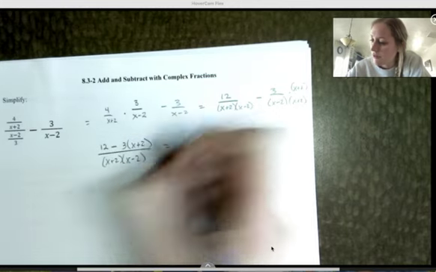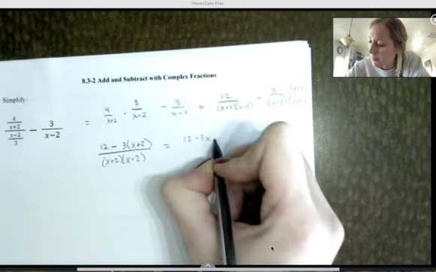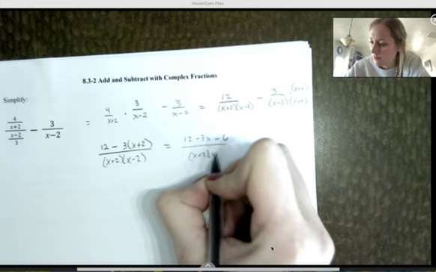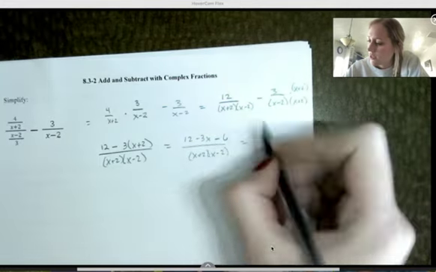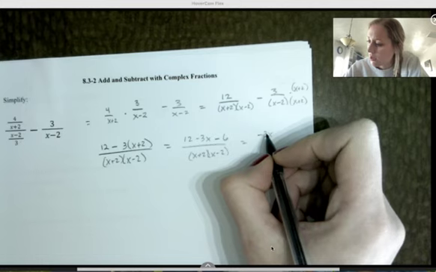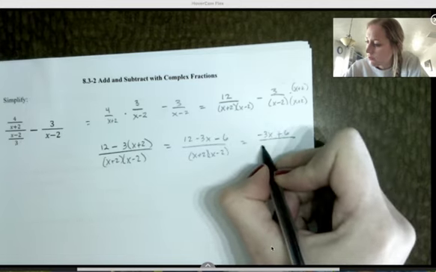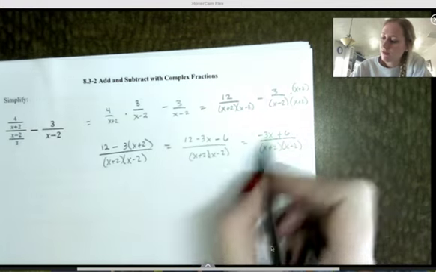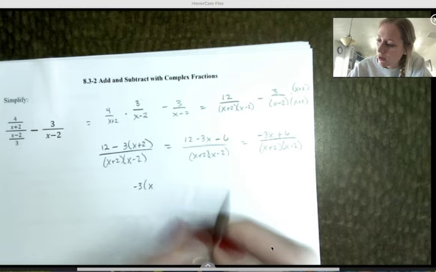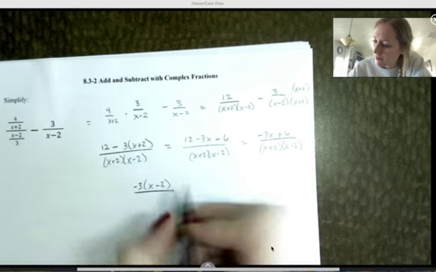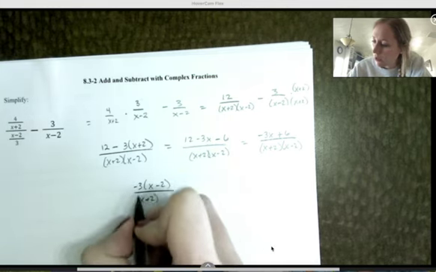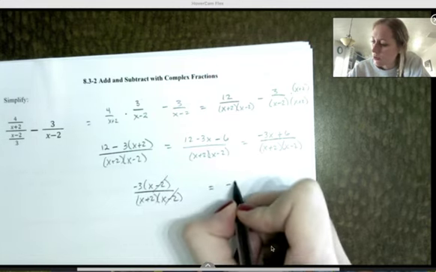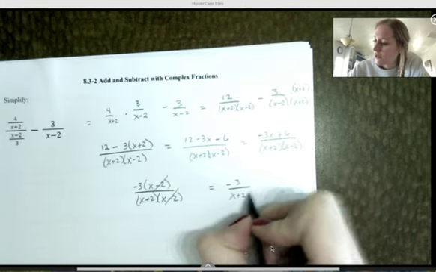So distributing that negative 3, I have 12 minus 3x minus 6, which is negative 3x plus 6 over (x plus 2)(x minus 2). All right, and I can factor out a negative 3, so I've got x minus 2 over (x plus 2)(x minus 2). I can cancel my x minus 2, so totally simplified, we got negative 3 over x plus 2.